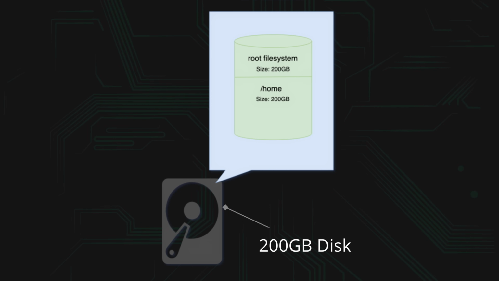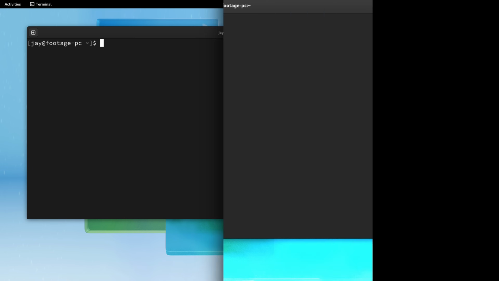So if your home directory fills up in this case, then your entire Btrfs implementation is now full. The fact that you filled up your home directory is not going to contain it there, since both of the subvolumes can use up the entirety of the disk.